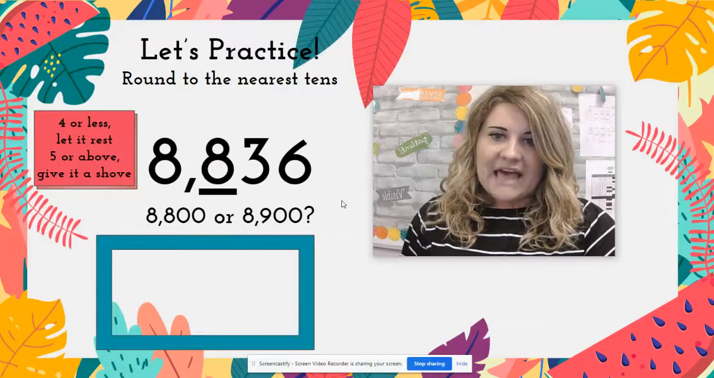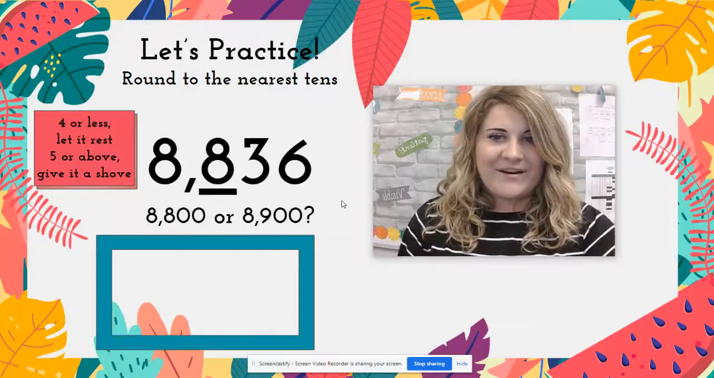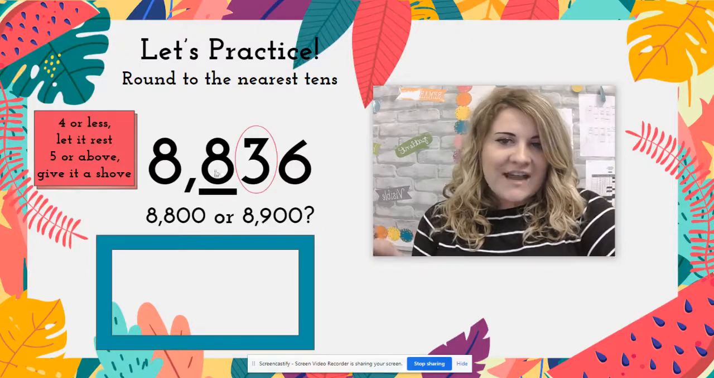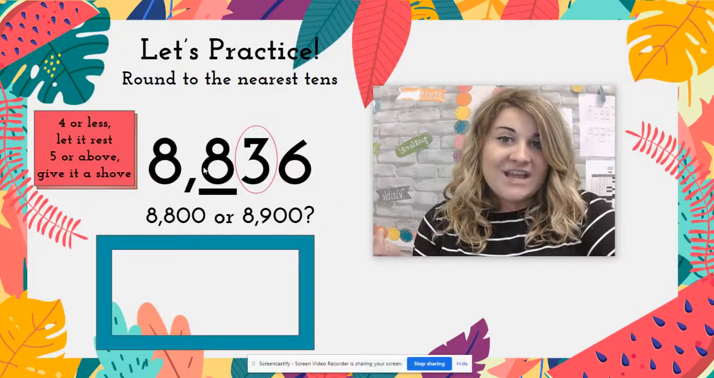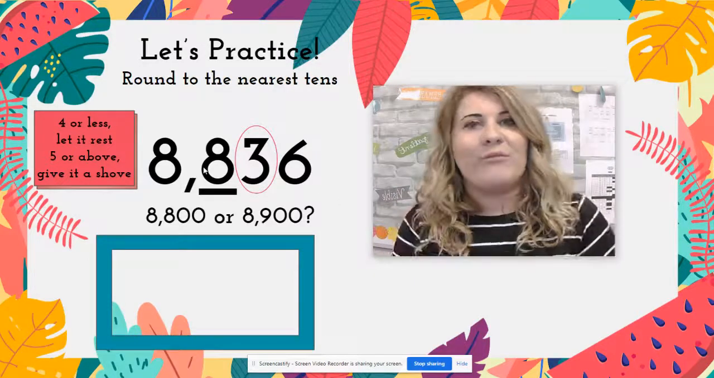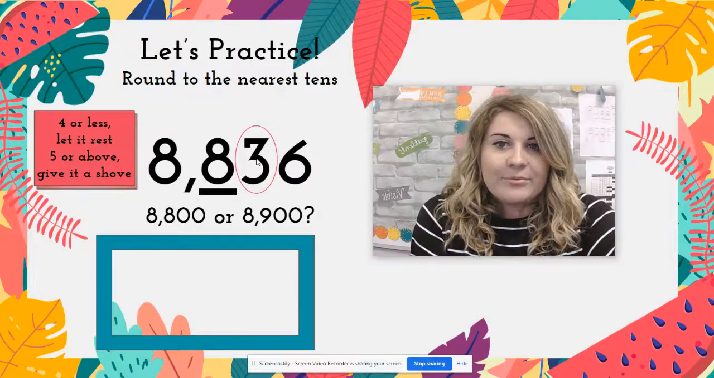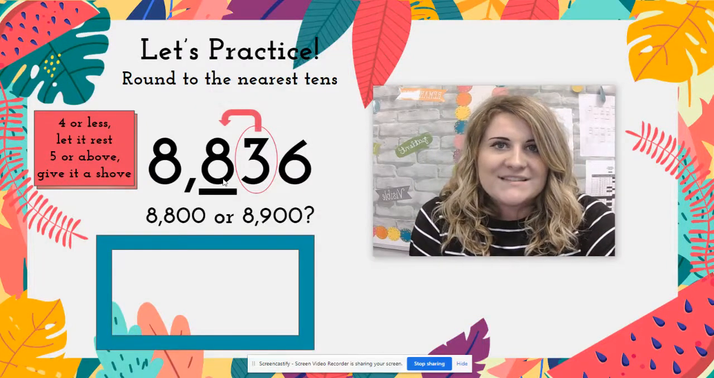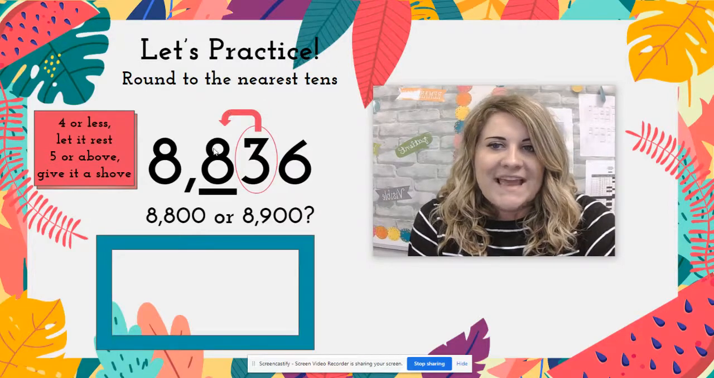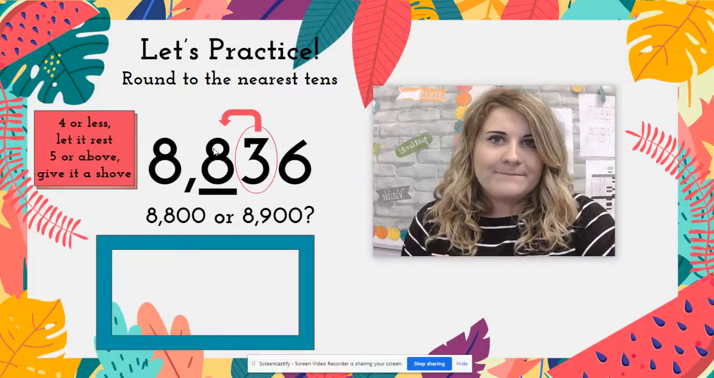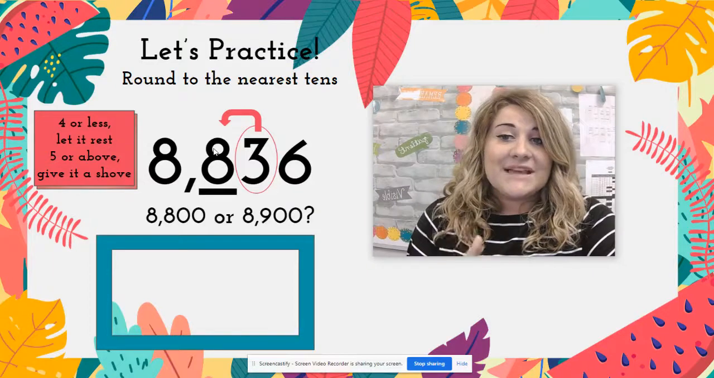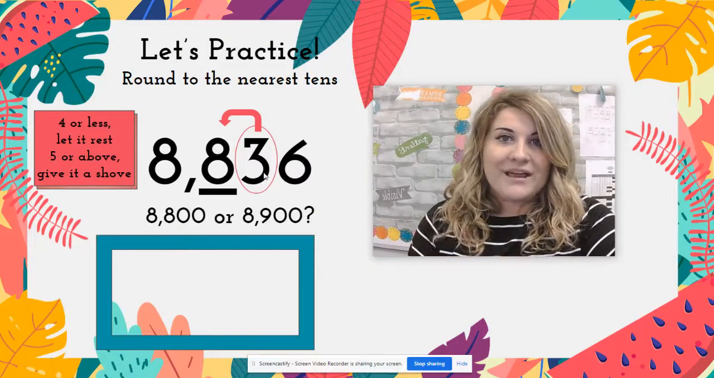I think this is our last one, so let's get through it. Are you ready? We're underlining the 8 because this is in the ones, tens, hundreds place, and we're rounding to the hundreds. We're going to spotlight the 3. The 3 is going to tell the 8 what to do here. The 3 tells the 8 to rest or bump up. It tells it to rest because this is 4 or less, so we're going to let the 8 rest. It gets to stay an 8.